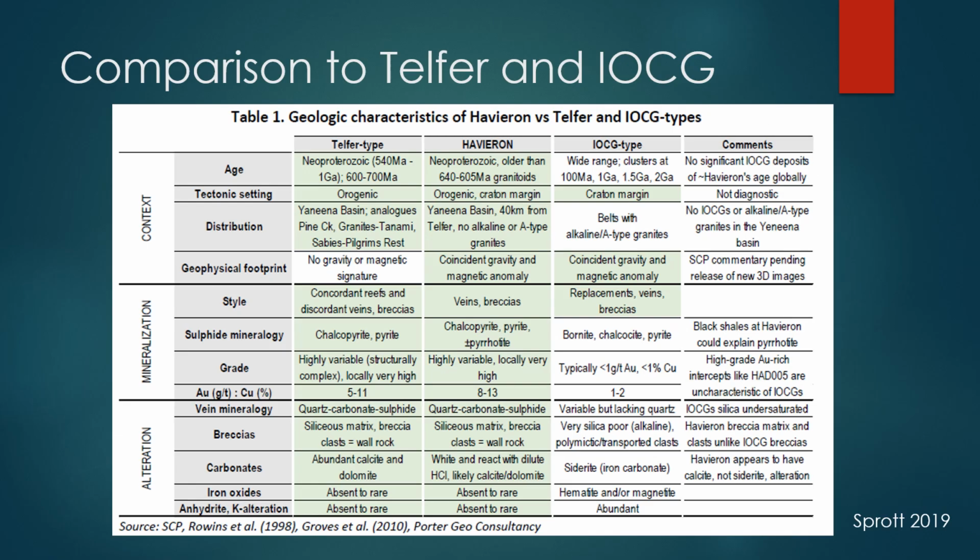And here's a table that I've used in a previous presentation to show you the comparisons between Havieron, iron oxide copper gold, and Telfer type. Pretty much Havieron has very similar characteristics to Telfer, as indicated by the green here.